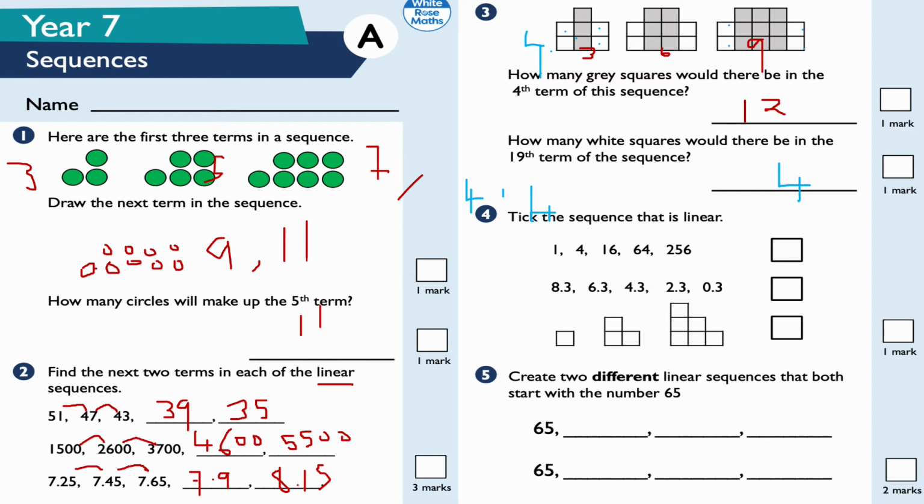Okay, question number 4. Tick the sequence that is linear. Linear means I'm adding or subtracting by a fixed amount each time. Okay, this one isn't, because I'm timesing by 4 each time, so that's not linear. That's actually what I call geometric. Okay, this one, I'm going down in 2s each time, so that one is linear.